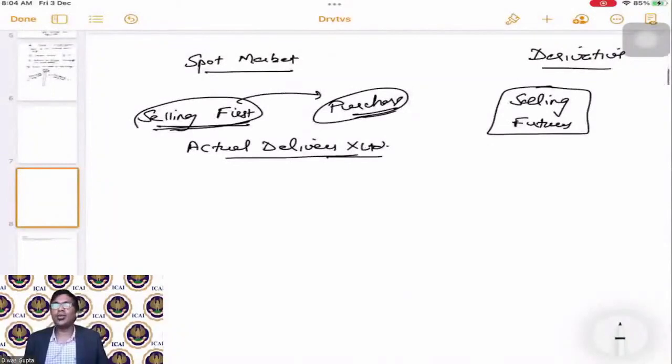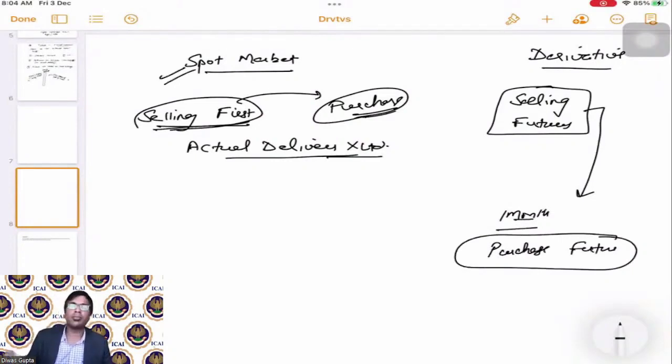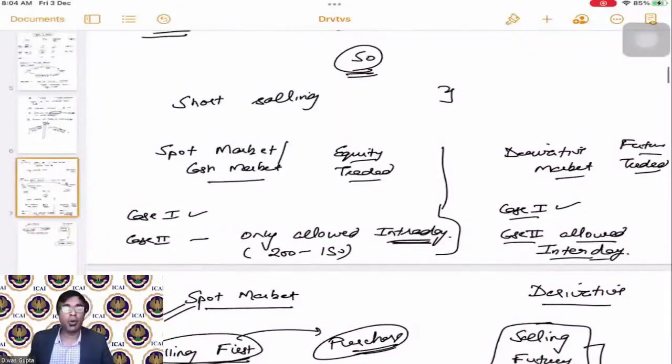So here is the utility of futures, that you can sell it, and after 1 month, once the price goes down, you can again purchase futures, and still you can book a profit which you are not able to book in the spot market. This is the utility of futures, and this is what futures is, because futures are also traded in the stock market. I hope the concept of short selling, spot market, derivative market is all clear to you.